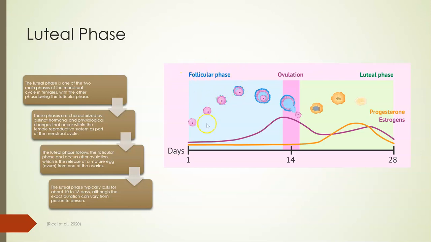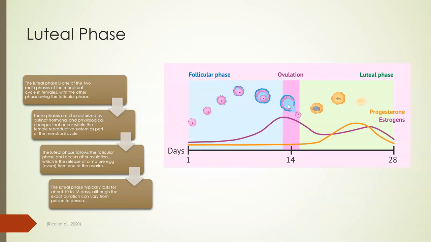So here is the follicular phase. We said that day 1 starts when the woman's period begins. That's day 1. Around day 14, give or take 1 or 2 days before or after day 14, this is the ovulation stage. This is where the ovaries release the egg, and the woman is more likely to get pregnant during that time.